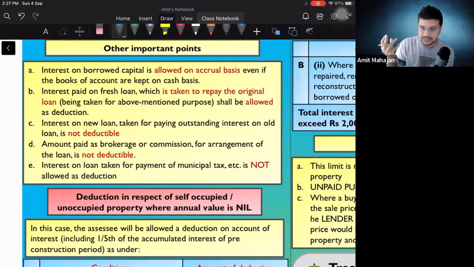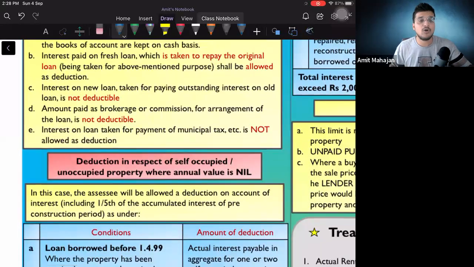बट आई डोंट हैव दैट मनी. That's why I went to another bank. I took a fresh loan to repay the original loan which was taken to purchase the house property. So मैं इधर कहने से दो इंटरेस्ट पे कर रहा हूं। एक इंटरेस्ट बैंक 1, दूसरा इंटरेस्ट बैंक 2, दोनों का डिडक्शन मिलेगा, दोनों का डिडक्शन मिलेगा। ओके, interest on new loan taken for paying the outstanding interest on old loan is not deductible.